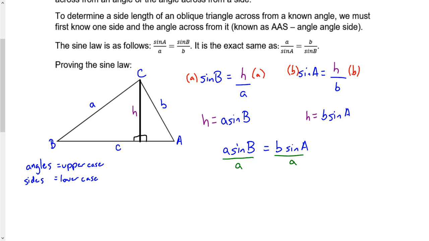What do we got? I'll use the purple. The a's would cancel off. So the sine of B would be b sine A over a. And if we divide both sides by b, give that a look. I'll stick with the green. Divide this one by b, divide this one by b. The b's cancel off.